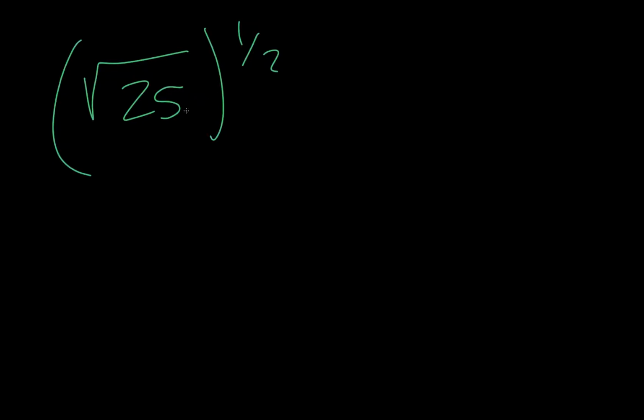What I would do is take the square root of 25, so that's 5, and it's raised to the 1/2. Technically we could leave it like that, or we could rewrite it as the square root of 5.